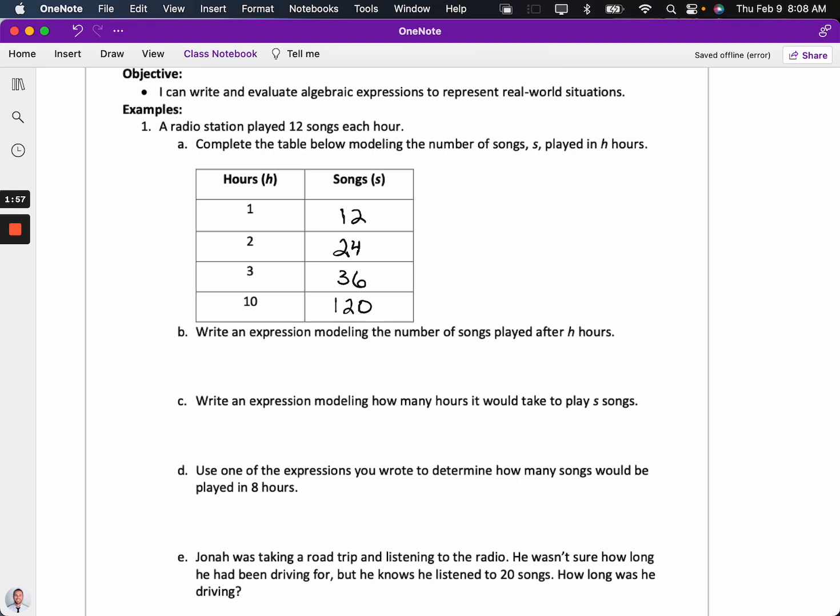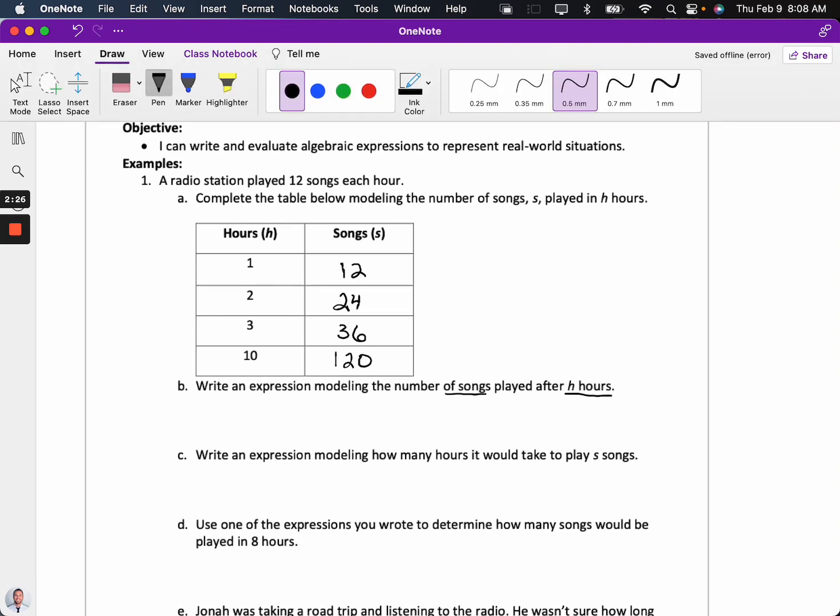Okay, so if we're looking for an expression, it says write an expression modeling the number of songs played after H hours. Okay, so if I look at my table, it says songs played after H hours. It's telling me I'm going to use the variable H, right? It's asking for the number of songs. So basically what it's saying is, how do I get from H over to S? I'm going to change colors here real quick. So what do I need to do to H here to get myself over to S this way?